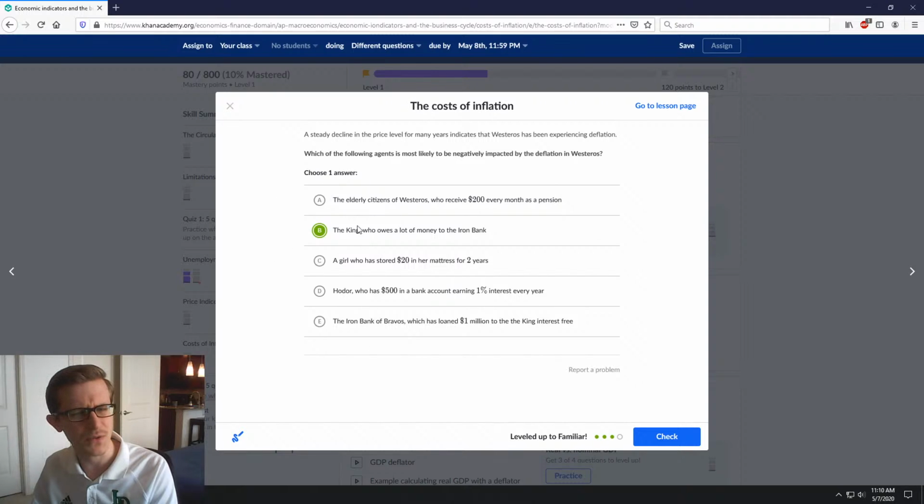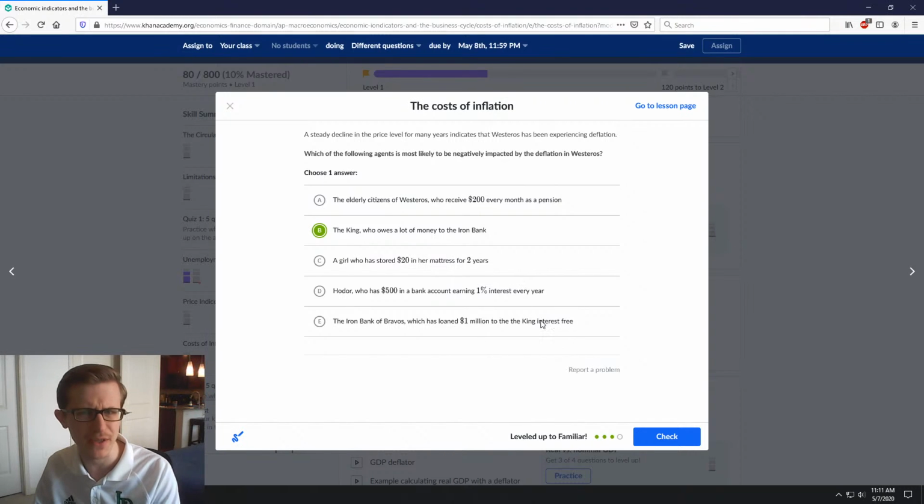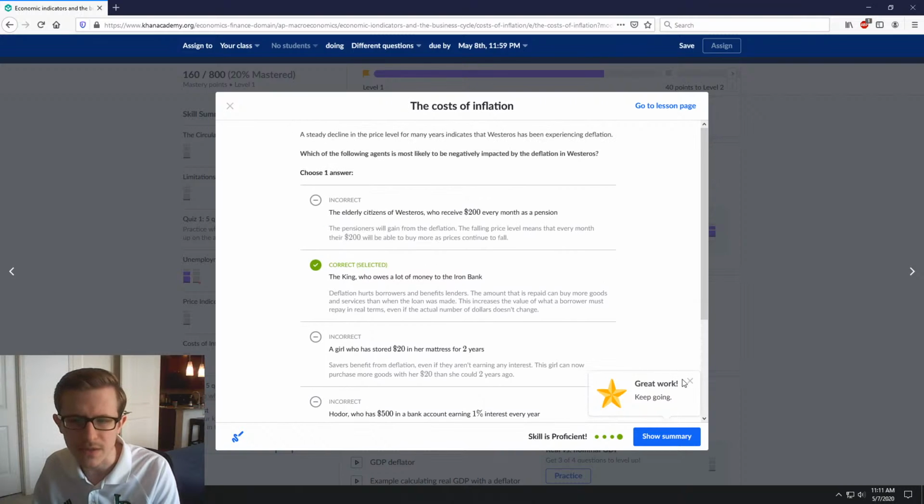I might be getting myself confused here. Hold on. Because it's interest-free. So if he's paying... That's confusing me. They're still going to get the $1 million back, presumably. So I'm assuming that's not the answer, but I guess we'll see. Yeah, okay. I just want to read through that, though. Banks can benefit from a lower price level. Okay, there we go. Since they're receiving the same amount back, they're not necessarily negatively impacted.